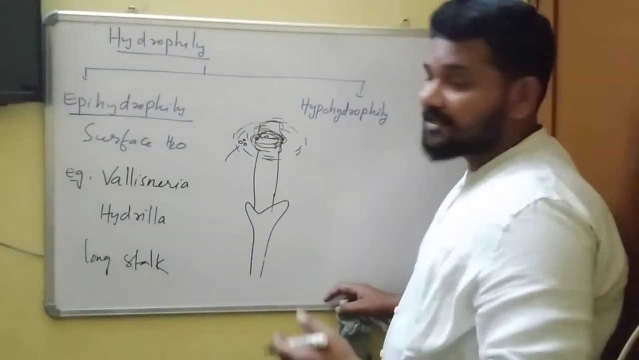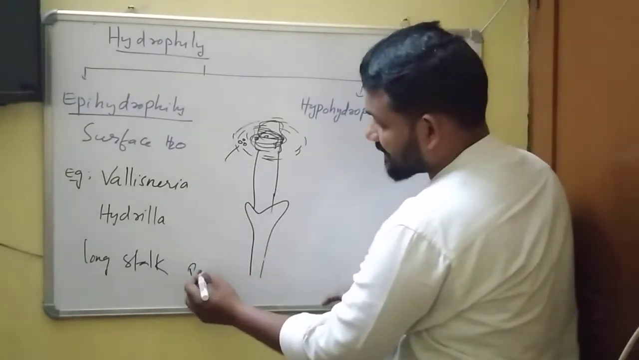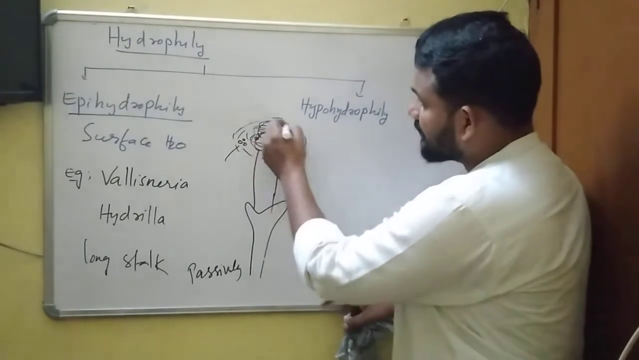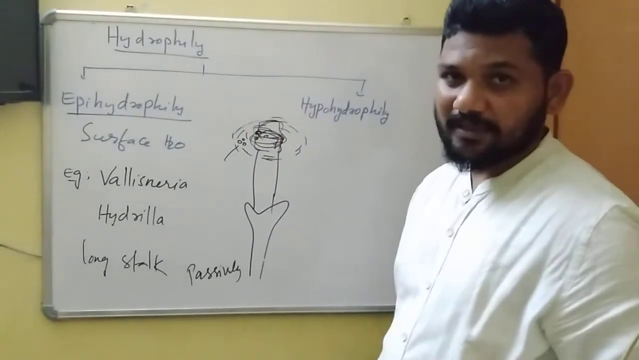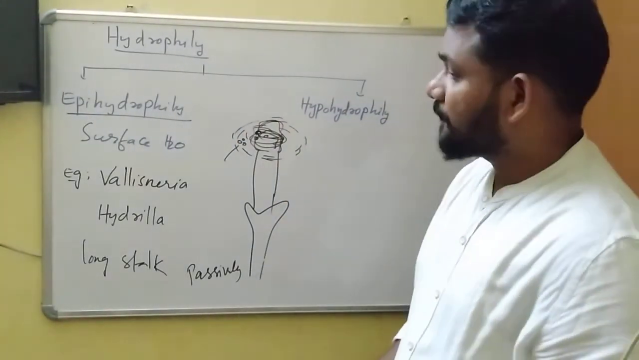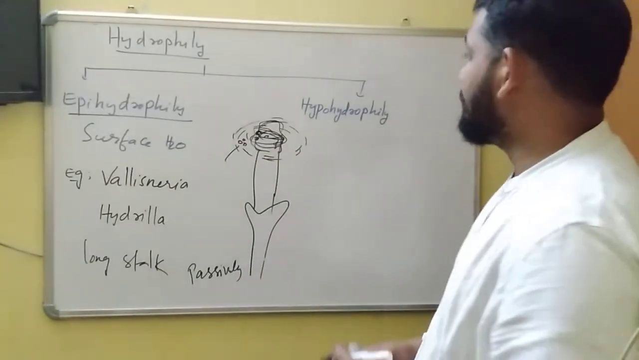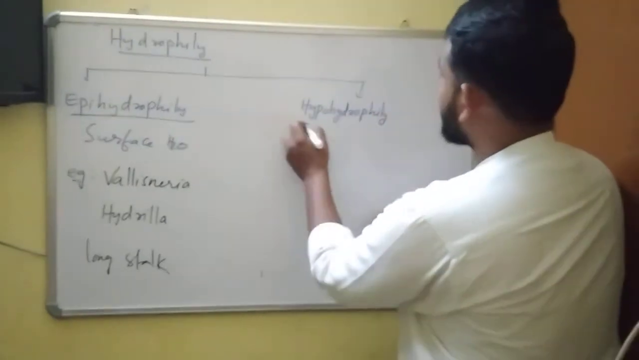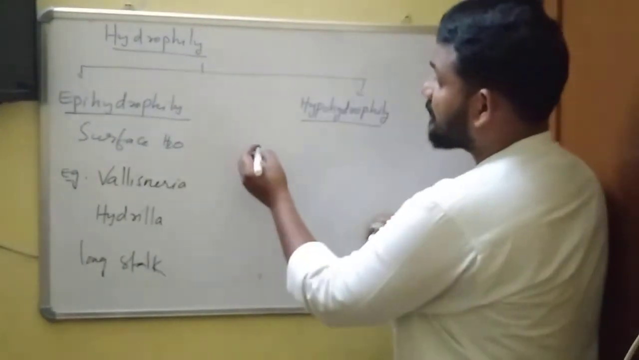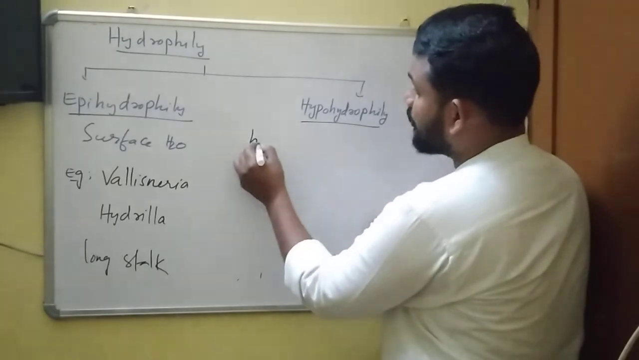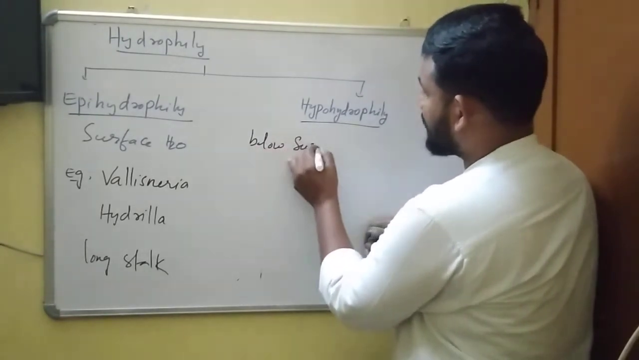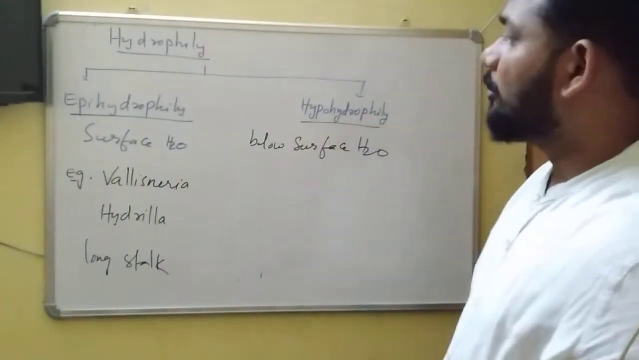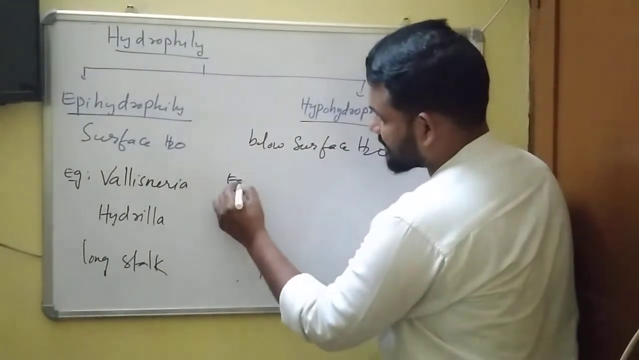When pollen grains are released on water, they passively move through water currents and eventually reach the female flower, then fertilization occurs. So this is epihydrophily. And the second one is hypohydrophily. So what is hypohydrophily? If the transfer of pollen grains occurs below the surface of the water, then it is known as hypohydrophily.